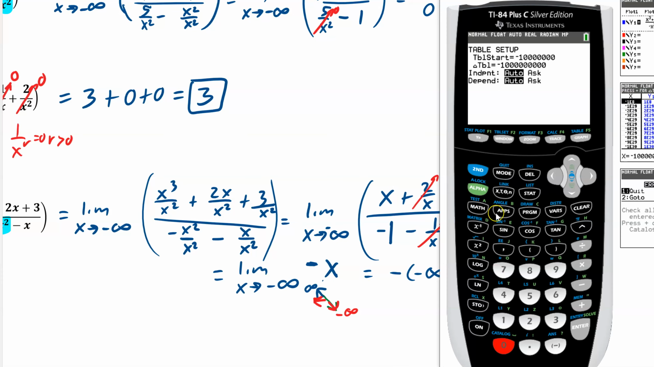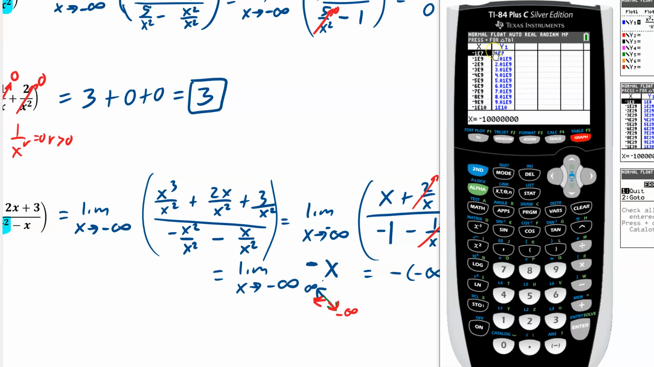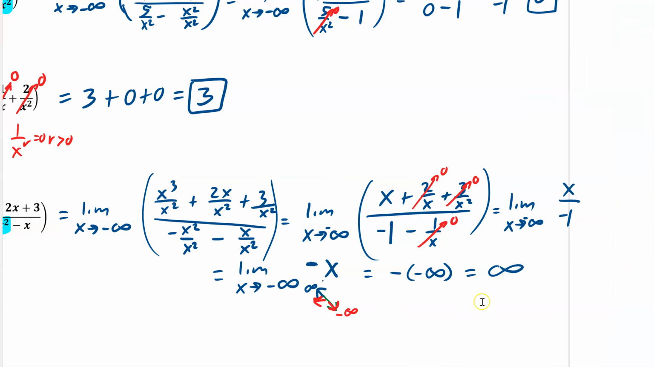Checking that in the calculator, I've already plugged it in. So there's our original rational function. I've got it set with both negative because we're going to negative infinity. I hit the table. And look at that. It's all positive, getting bigger. You can see how it's getting bigger to the 9, and then 1 e to the 10. And then it's going to go 1, 2, 3, 4, 5, 6 e to the 10, and then to 11, and so on. It's infinity.